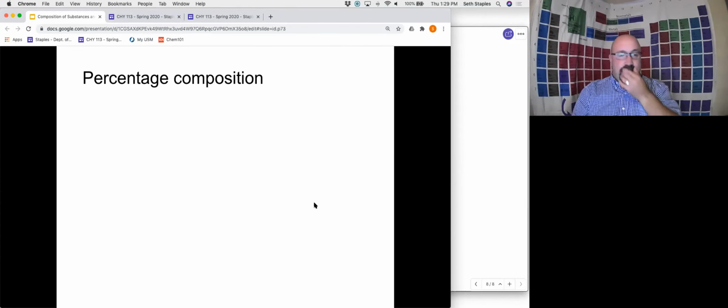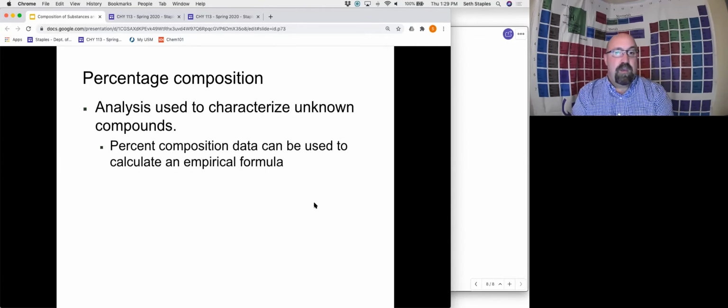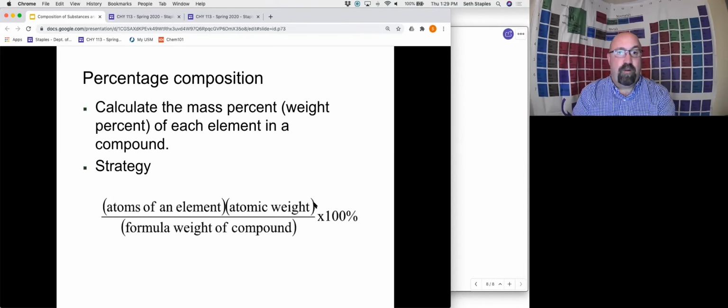So now we come to this other idea of percent composition. The percent composition is an analysis which we can use to characterize unknown compounds. And it can be used to calculate what we call an empirical formula, which we'll be talking about in a little bit. The percent composition is simply the mass percent of each element in a compound. And so we have sort of the strategy of it here. We take the number of atoms of an element, we multiply by the atomic weight, we divide that by the formula weight, and we multiply by 100 to convert it to a percent.